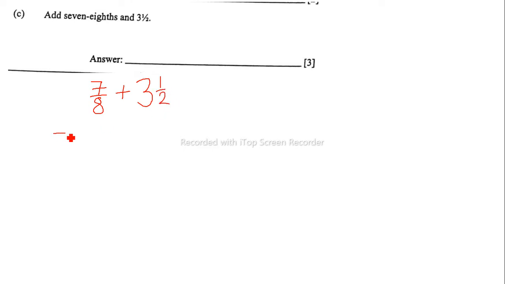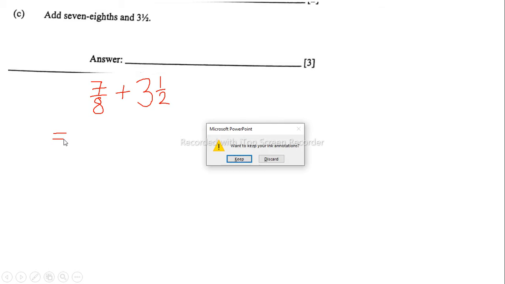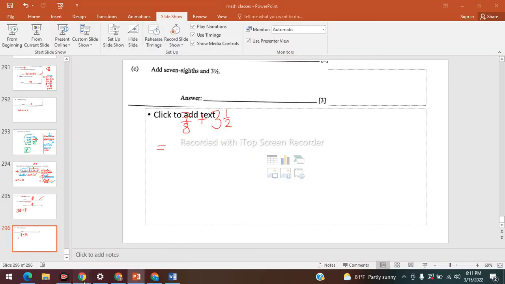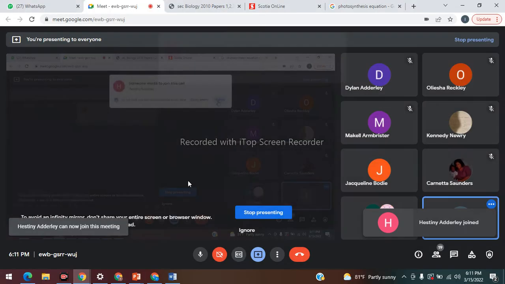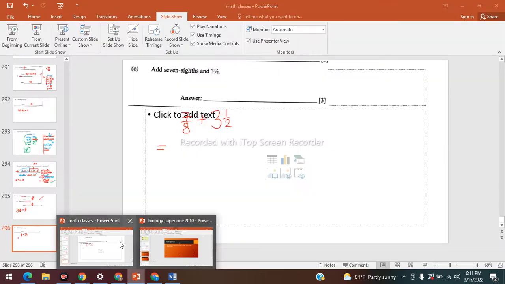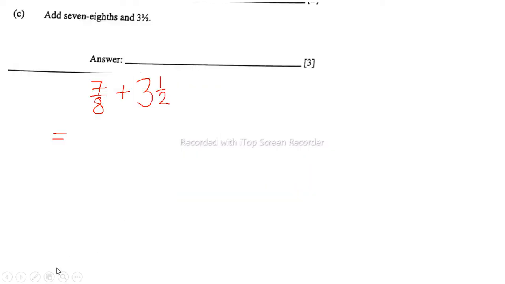So it's going to be equal to, someone is going to join. Let me give them opportunity to join. So it's going to be equal to 7/8. We bring that down again to 7/8 plus 3 and 1/2.